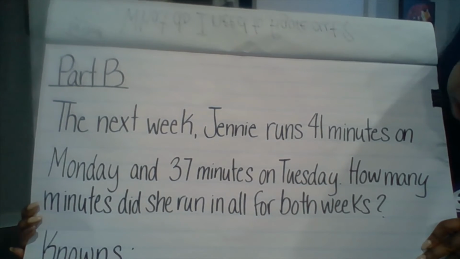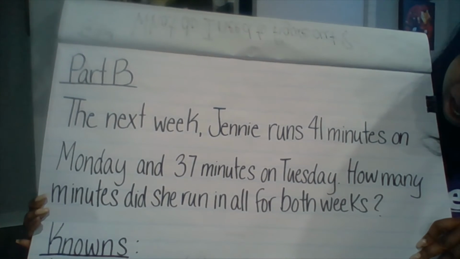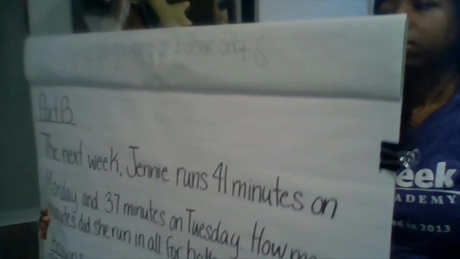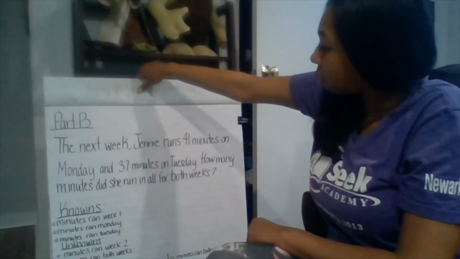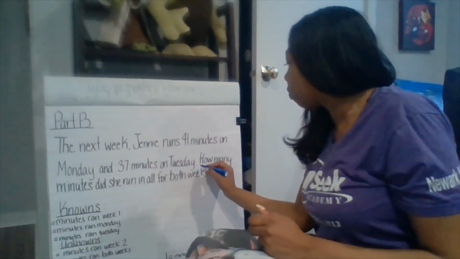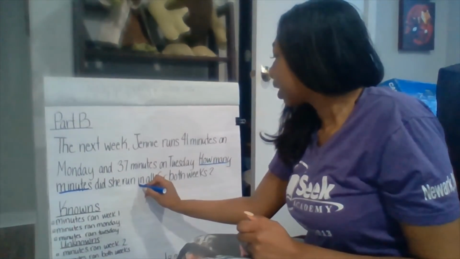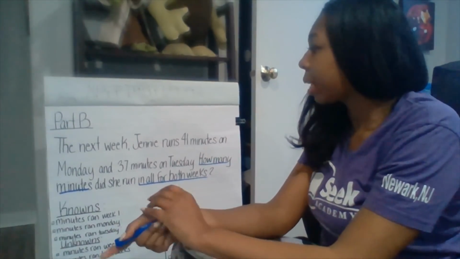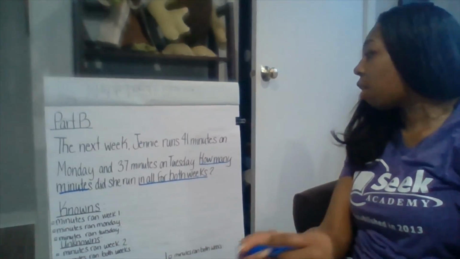The next week, Jennie runs 41 minutes on Monday, 37 minutes on Tuesday. How many minutes did she run in all for both weeks? So first thing I need to do is think about what I need to solve. I need to solve in this equation, how many minutes did she run in all for both weeks? My second read, the next week Jennie runs 41 minutes on Monday and 37 minutes on Tuesday. How many minutes did she run in all for both weeks?